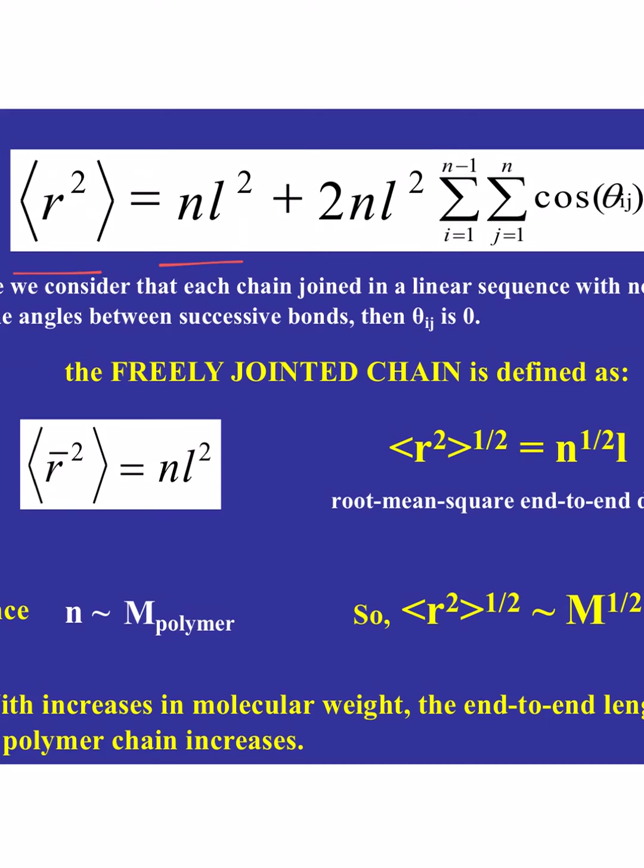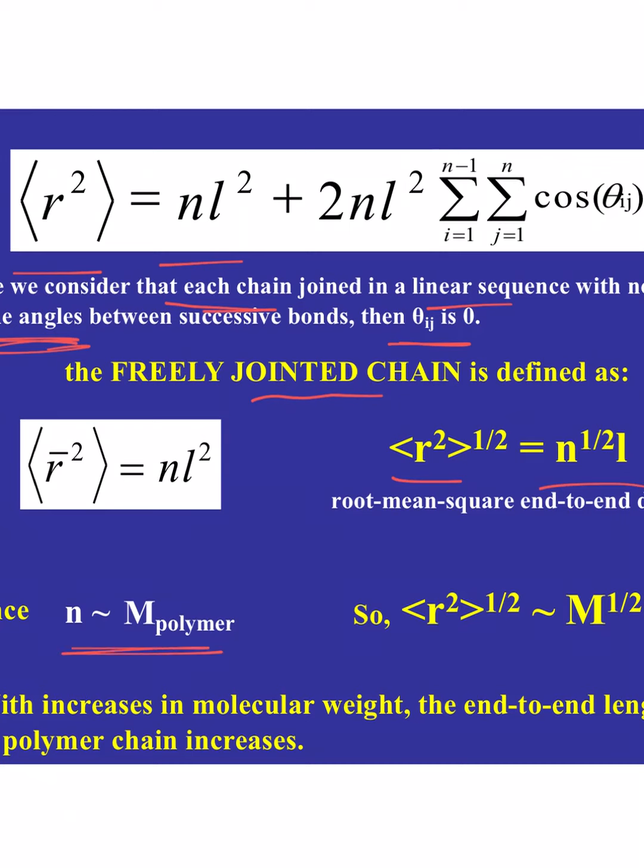And so what we then do is consider that each chain is joined in a linear sequence with no restrictions on the angles between them. Okay, so keep that in mind. No bond angle is beyond question here. It's not 109.5. It's everything including that. And then we can think of theta ij as being equal to 0, and for a freely jointed chain we end up with this parameter, where the root mean squared value of r squared is equal to n to the 1/2 times L.